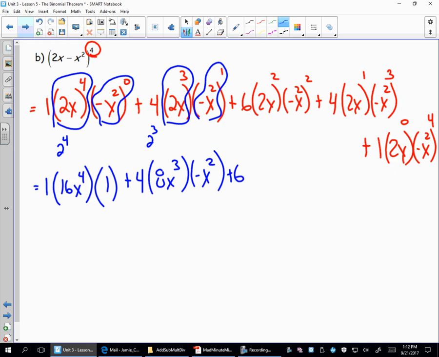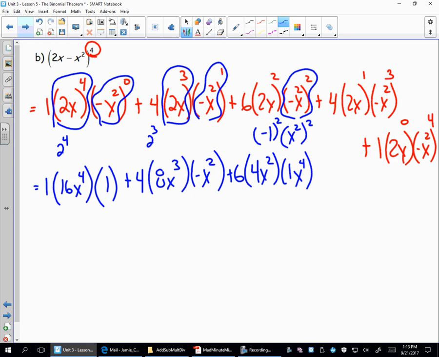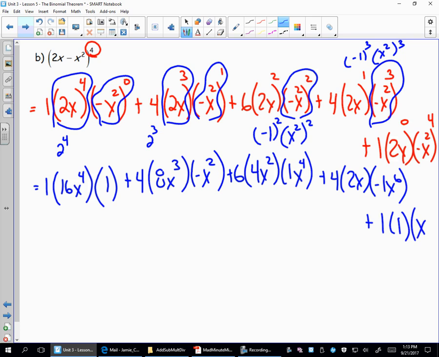Next one. 2x squared is 4x squared. This one you've got to be careful here. Okay, it's negative 1 squared, which is 1. But it's also x squared squared. A power to a power means we have to multiply those exponents. So we get x^4. That one's easy. The next one, if we do all this, we'll get a negative 1 cubed, which is negative 1. And x squared cubed is x^6. And the last one, we get x^8.